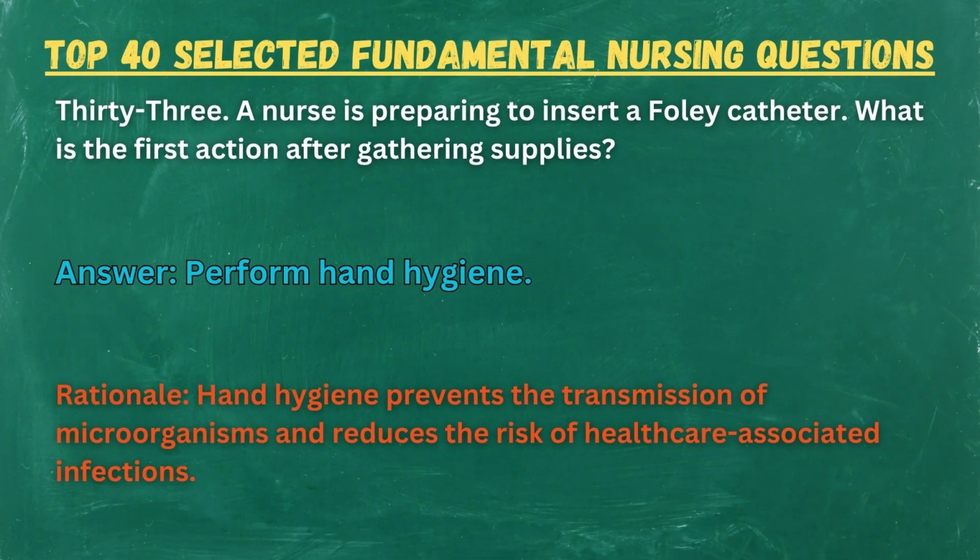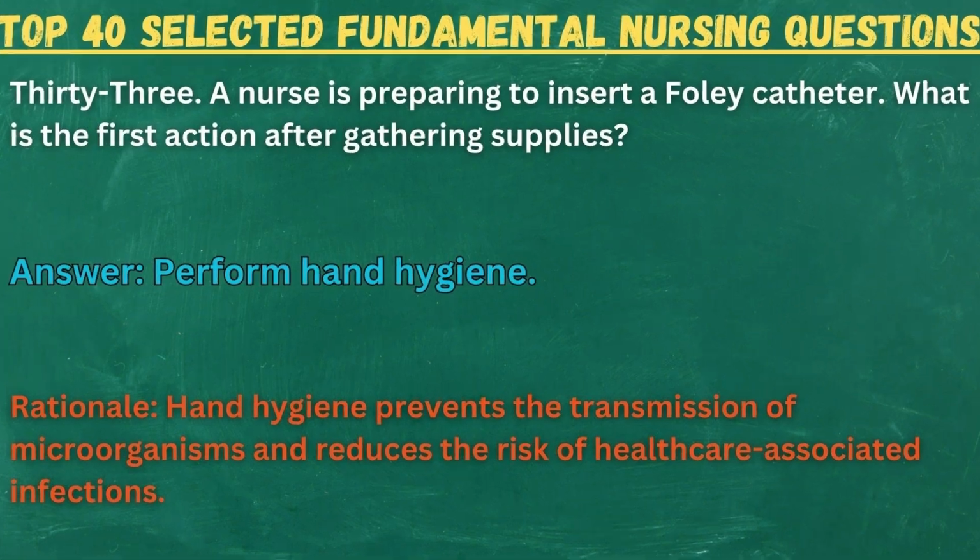33. A nurse is preparing to insert a Foley catheter. What is the first action after gathering supplies? Answer: Perform hand hygiene. Rationale: Hand hygiene prevents the transmission of microorganisms and reduces the risk of healthcare-associated infections.